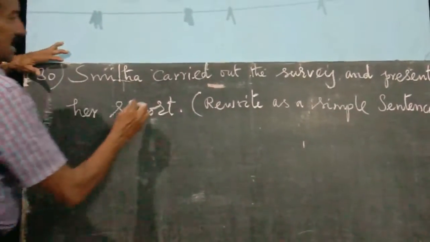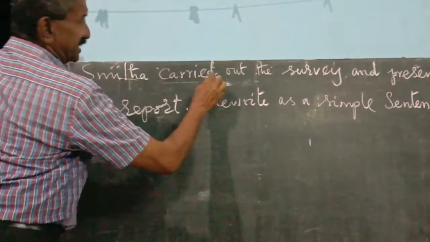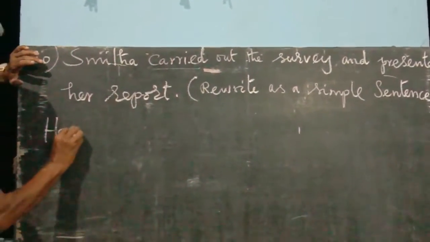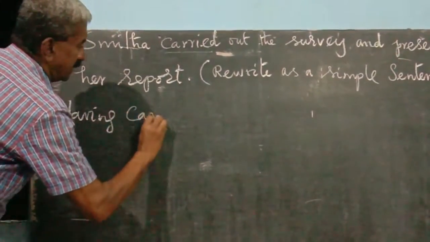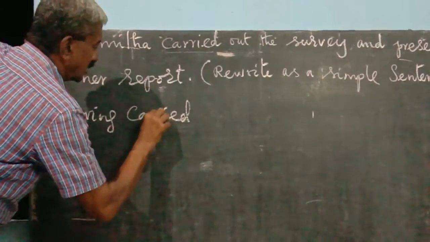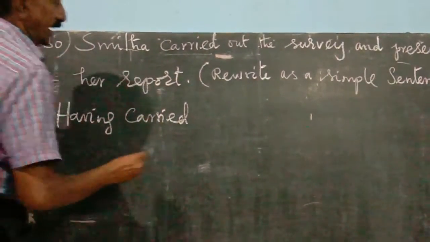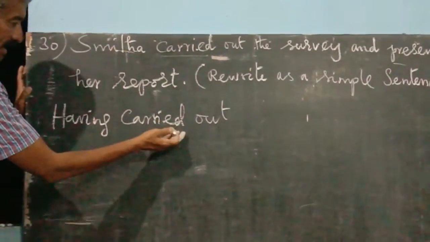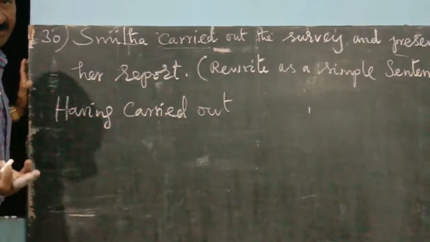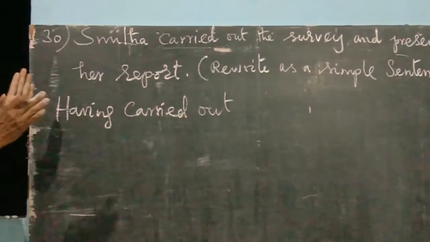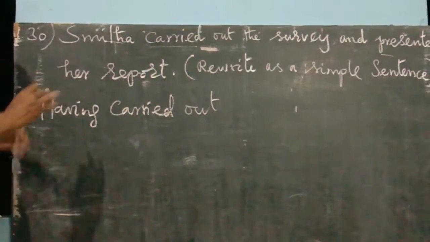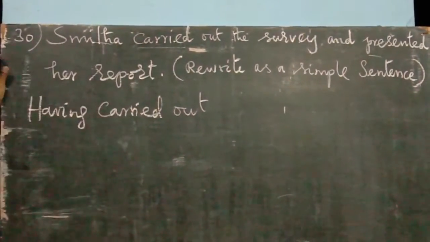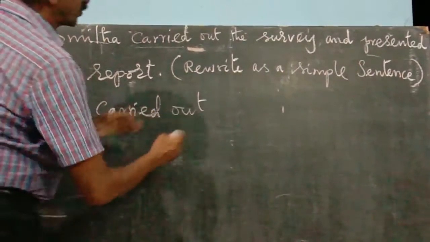Now, since it is in the past tense, let's start with having carried out. Having carried out. Or simply if you say carrying out, it's also correct. But having carried out is somewhat better than carrying out. Okay, likewise. Please listen carefully. Having carried out the survey.